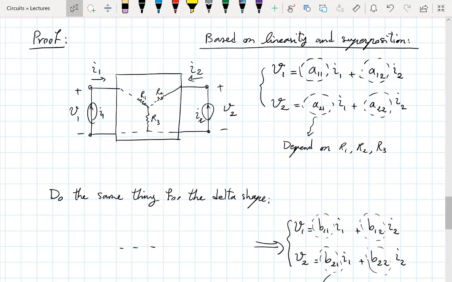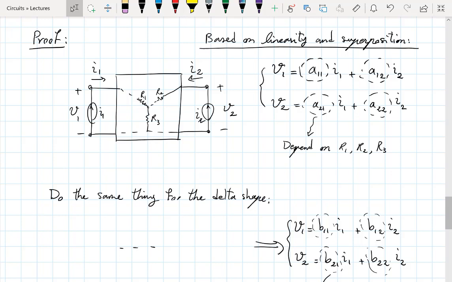Set each current source to 0 at a time, right? So for instance, if I set I2 to 0, I'd have this disconnected. So that would be the special case that I talked about before. And then I'll be able to get the coefficient for V1 with respect to I1 and so on, right?